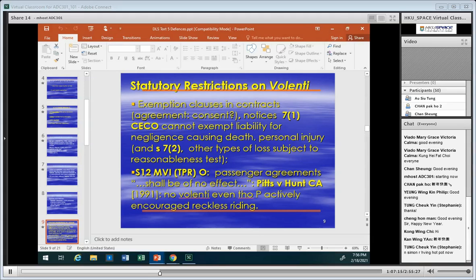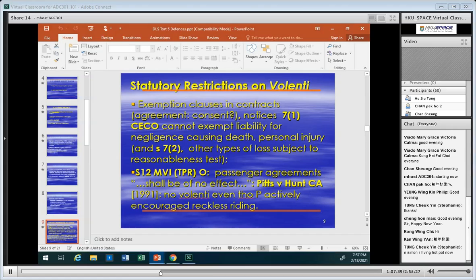There was a voluntary assumption of the risk in Pitts and Hunt, yes, but the court said such agreements shall be of no effect. So the effective defence in Pitts and Hunt will be ex turpi causa or illegality, not Valentine. So be clear on that. And of course, the facts of Pitts and Hunt are quite graphic, so it's sort of easy case to remember.